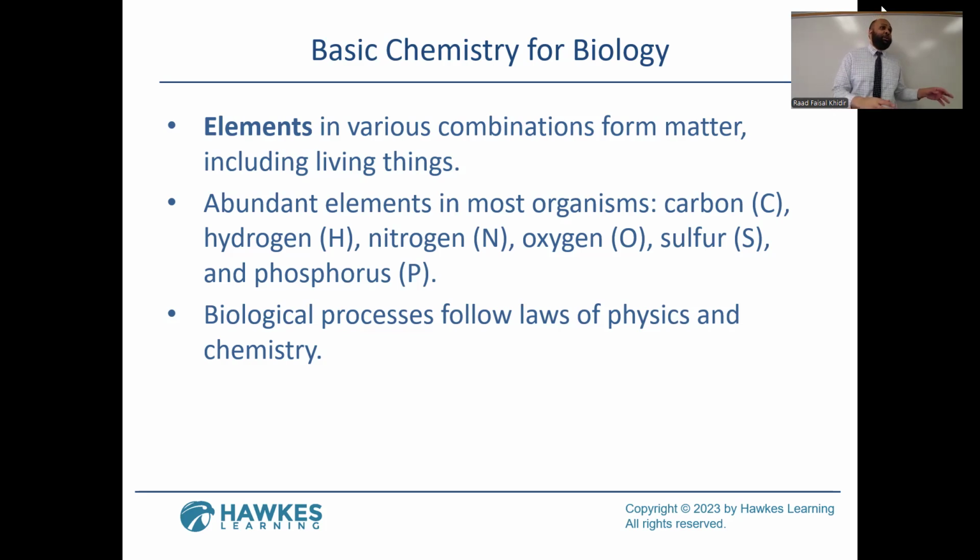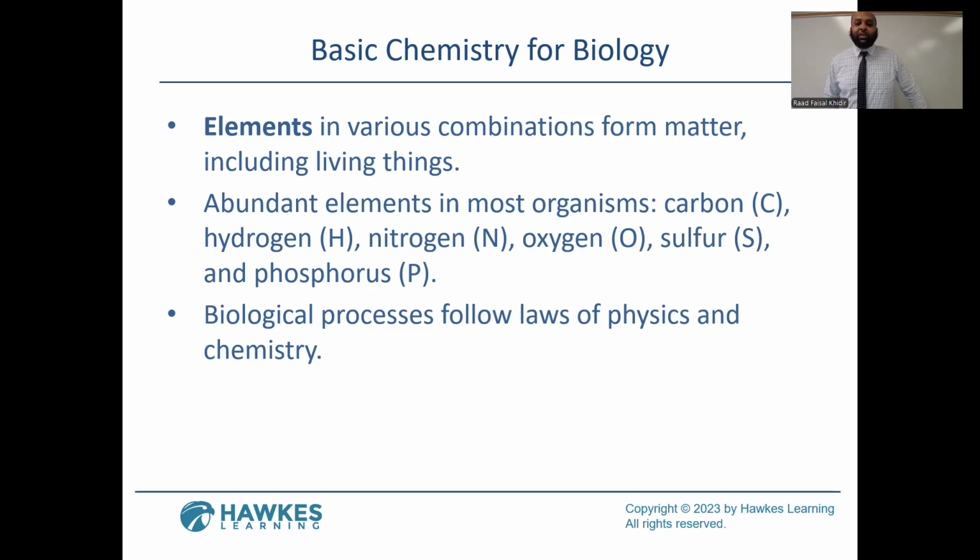So elements do not exist in isolation. So you have water that is made up of two H's and one O combined together with intramolecular bonds, these covalent bonds. There are abundant elements. So abundant elements in most organisms are these six: the carbon, the hydrogens, the nitrogen, the oxygen, the sulfur, and the phosphorus. These are your main six elements that are found in nature.